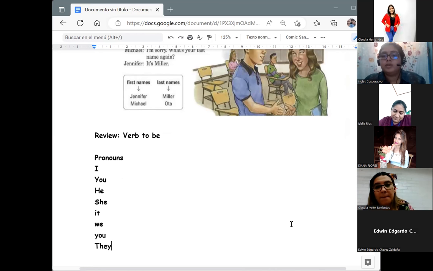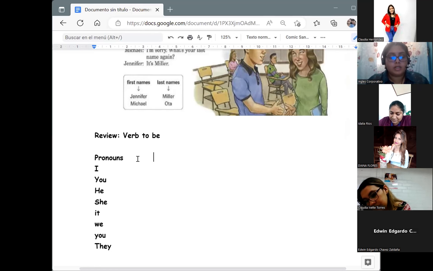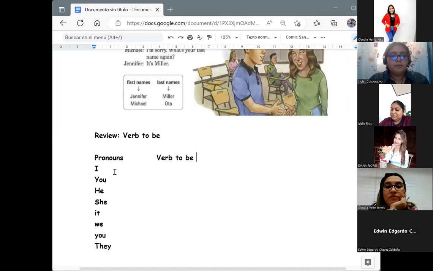I, yo, you, tú, he, él, she, ella, it, que lo podemos utilizar a cosas y animales, we, nosotros, you, ustedes, and they, ellos. So, in this case, ya alguien lo mencionaba por ahí cuando iba diciendo los pronombres. Utilizamos el verbo to be para cada uno de estos pronombres. Verb to be. Y para el I, utilizamos el am. You, utilizamos are. Luego para he, she and it, utilizamos is. Para we, you and they, volvemos y utilizamos are.